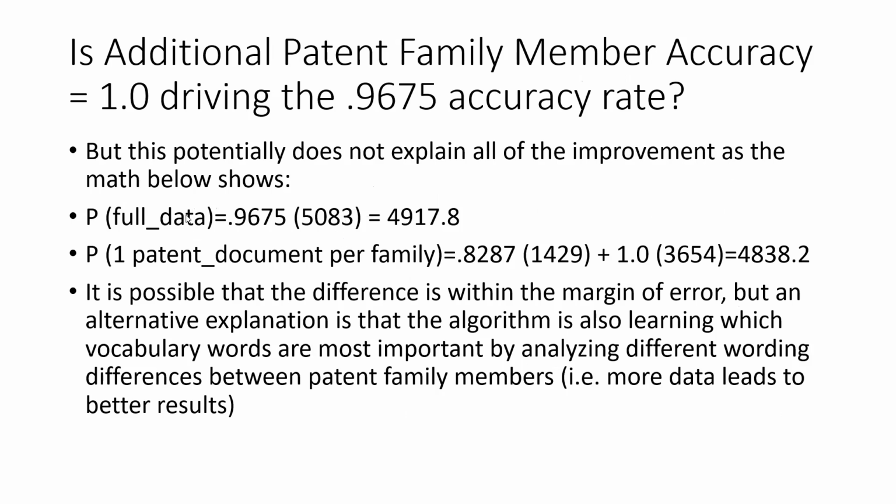My probability of full data is based off of, I'm getting 96.75 accuracy because I've got an accuracy of 1.0 for all the additional patent family members. Whereas when I did the probability of one patent document per family, it was just 82.87. Now, however, the numbers don't quite match up. Again, it could be margin of error and probabilities and things like that. That's why I couldn't make the math work. But an alternative explanation is the algorithm could be learning which vocabulary words are most important by analyzing wording differences between patent family members, i.e., this is a big data idea, more data leads to better results.